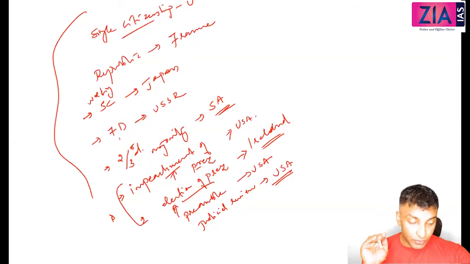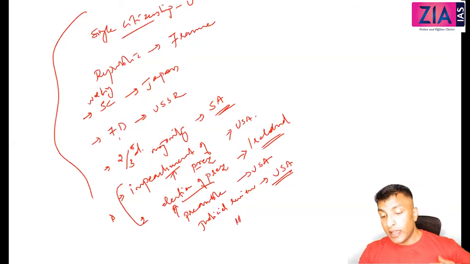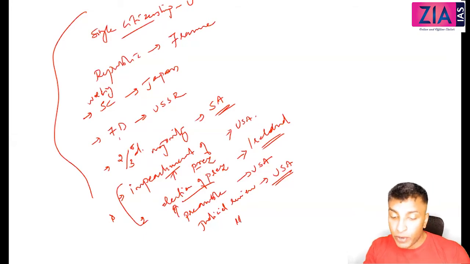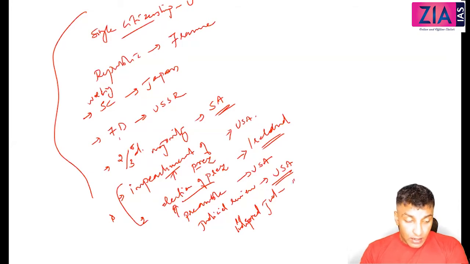Okay, so judicial review. What about independent judiciary? When I say judicial review, it is also part of independent judiciary. Especially, guys, independent judiciary is very important in which type of system? In a federal setup, right? Since we have a federal setup, there can be disputes between the center and the state. So obviously, you need an independent judiciary. Okay, so that is also from the US.